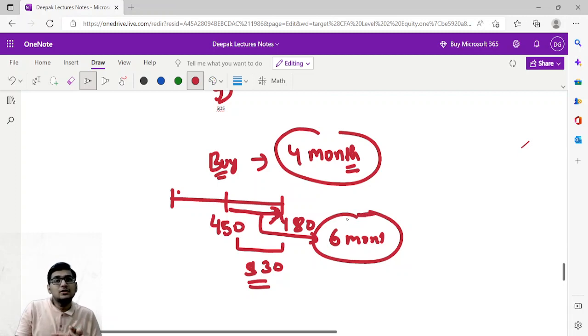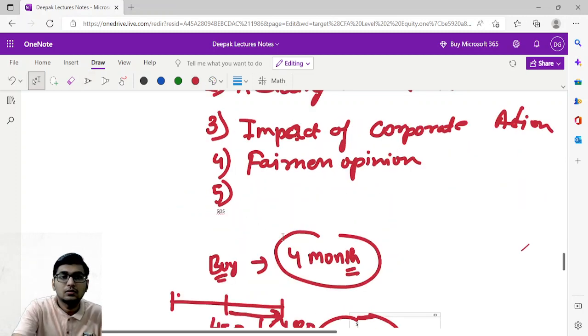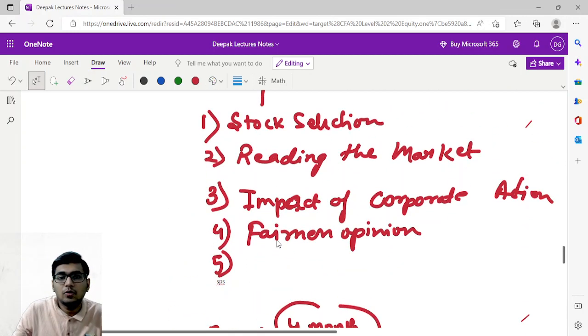So will you invest in this stock? No. Even if the stock is undervalued, but you know that it will not correct itself in your investment horizon, you will not invest in that stock, because you won't be able to enjoy that $30 underpricing in the script. Very important point. So we are done with 2 points. One is the stock selection over here, and another one is reading the market.